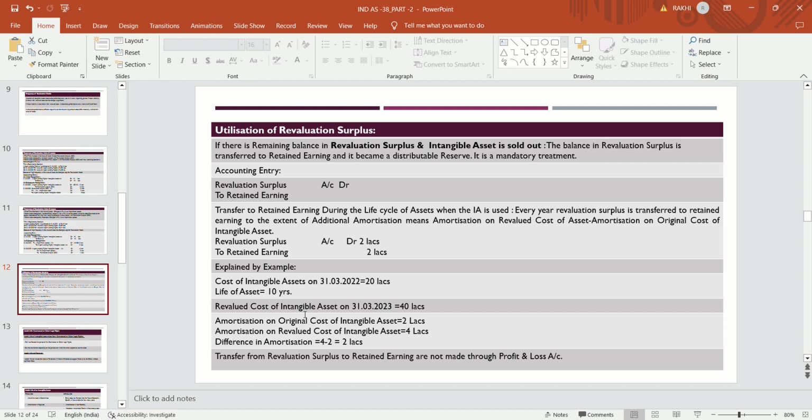That 2 lakhs is to be transferred to retained earnings during the life cycle of the asset, and not transferred to the P&L account. So 2 lakhs is to be transferred to the amortization account, and 2 lakhs is to be transferred to retained earnings. The transfer from revaluation surplus to retained earnings is not made through profit and loss.